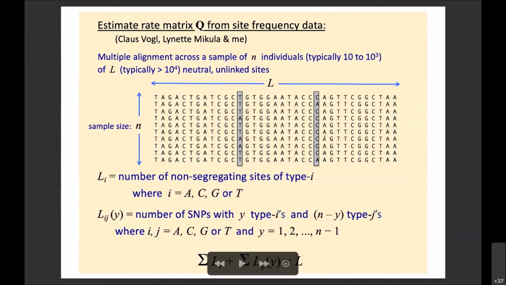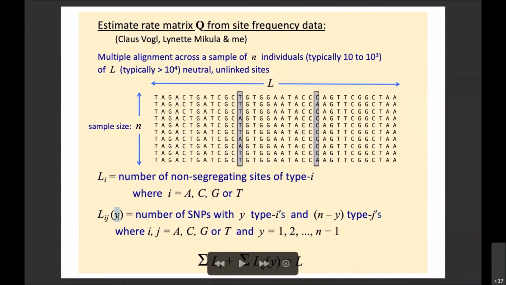The only data you need to collect, actually, typically the number of individuals would be somewhere between 10 and 1,000, about 100 typically. Quite a large number of sites, maybe about 10,000. The only data you need to collect is the number of non-segregating sites of each type, and the number of sites which are biallelic, for which, between say type A and type J, there are Y of type I and N minus Y of type J.